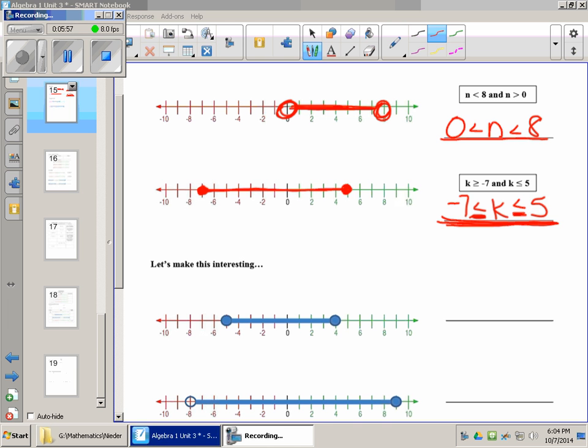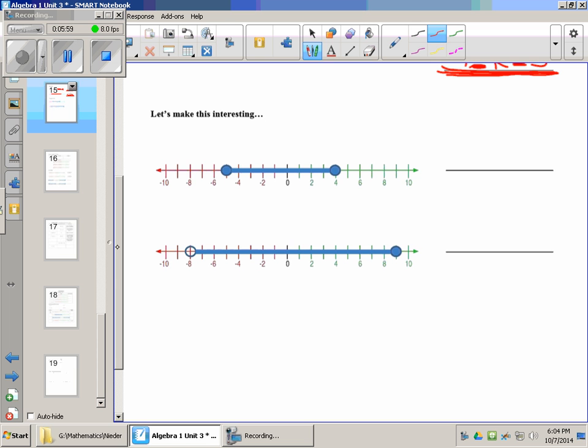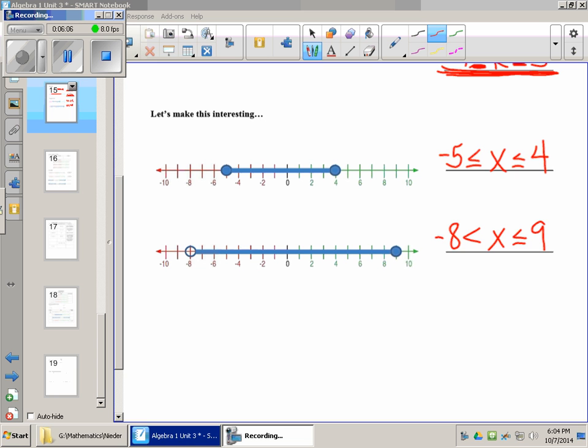All right, now let's go backwards. You have the graph. I want you to write the compound inequality. Substitute, please hit pause while they do that. All right, check your answers to that and see if you got them correct. In the first one, x is greater than or equal to -5 and less than or equal to 4. On the second one, x is just greater than -8 and less than or equal to 9.